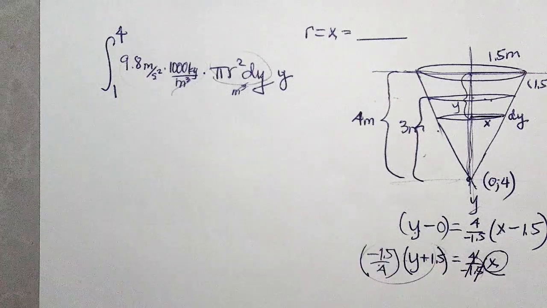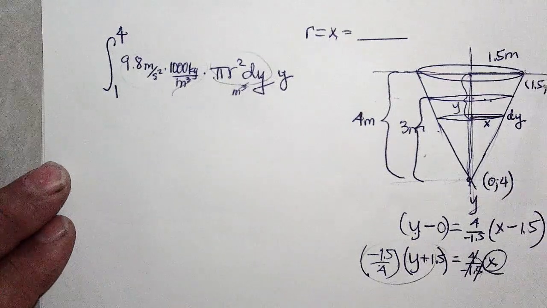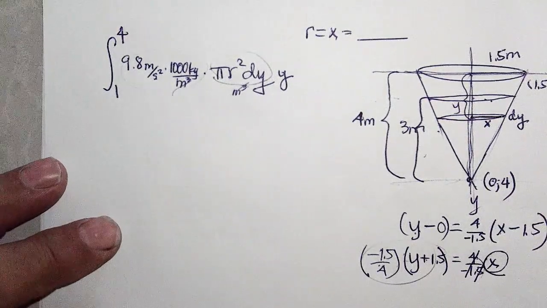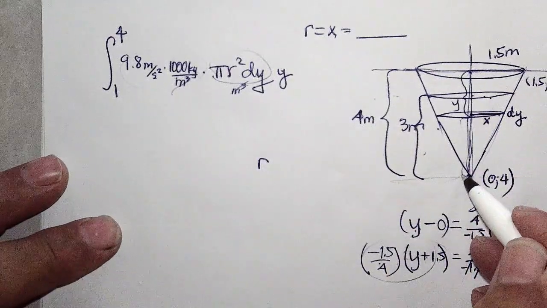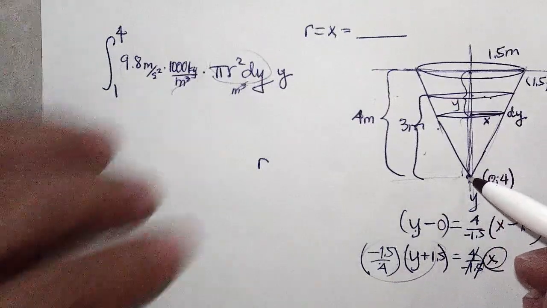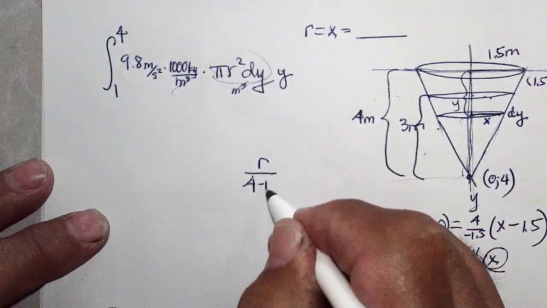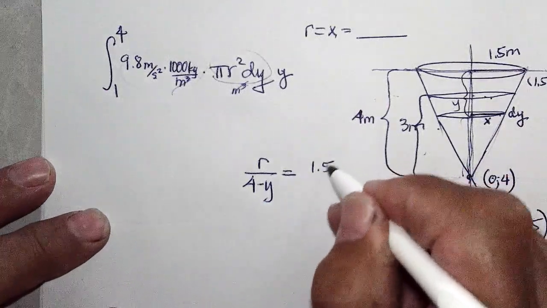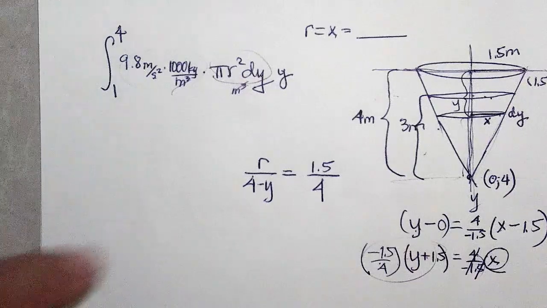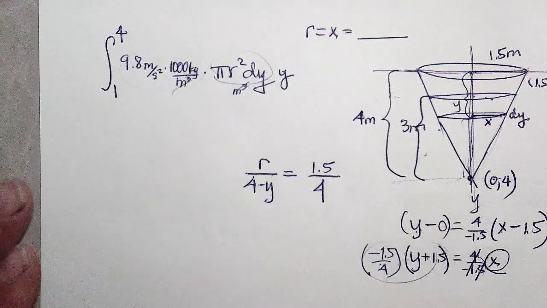If you did similar triangles, you'd get a similar value. So you can use your Algebra 1 skills using the coordinate system to get it. You could also just say r, or x, is to this, which is 4 minus y, as 1.5 is to 4. And I believe if you work these two out for solve for y, you'll get the same thing. Okay? All right.